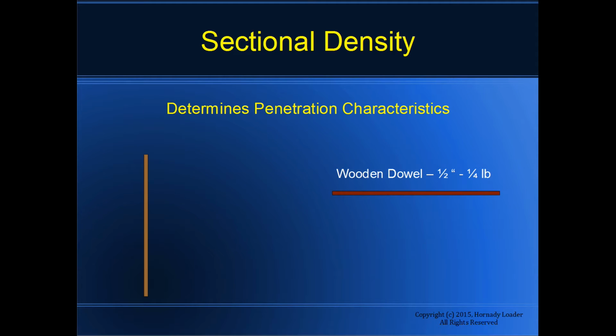Over here on the right, we have a wooden dowel rod. It's 1/2 inch in diameter, weighs 1/4 pound. Now, if I were to hurl that wooden dowel rod at the plywood like a spear, it would hit the plywood and stop dead and drop to the ground. But now let's assume I have a piece of steel rebar. Same 1/2 inch diameter, but the steel rebar weighs 7 pounds. If I were to hurl that at the plywood, it has enough weight behind it to blast through that plywood and penetrate it.